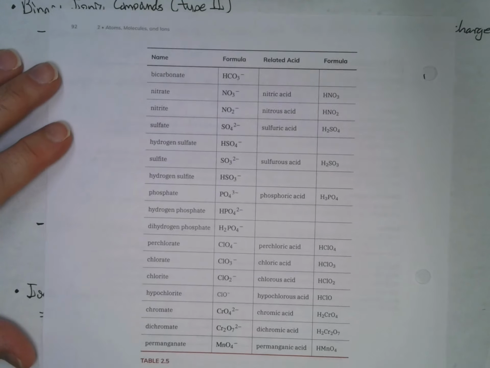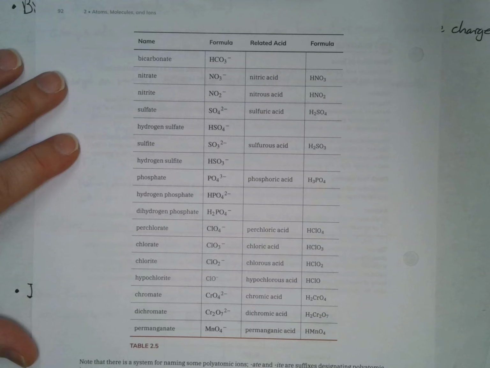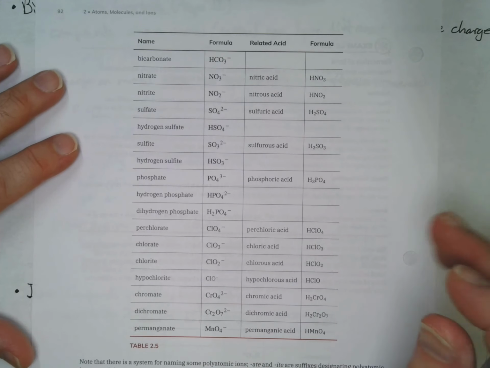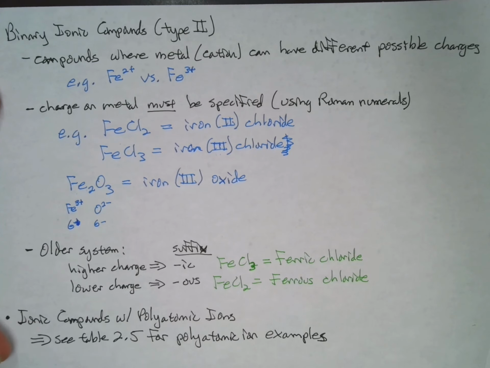Table 2.5 continues on the next page. We've got all sorts of things: bicarbonate, nitrate, nitrite, sulfate, sulfite, etc. And some of these correspond to acids as well, and we'll talk about acid nomenclature in just a little bit. All right. Oh, there's one more oxyanion thing.